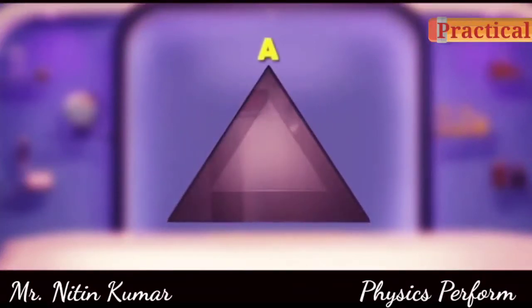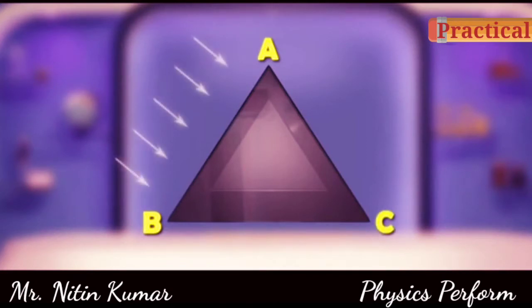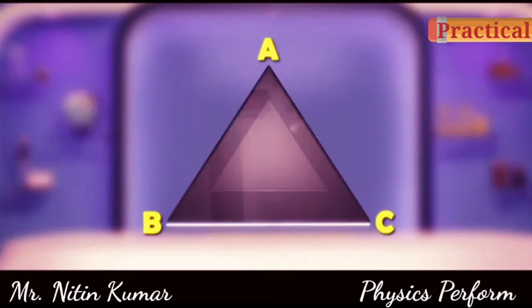Consider a prism ABC. A prism is a piece of transparent material bounded by three rectangular surfaces forming a triangle. Let AB be the surface of the incidence and BC be the base of the prism.